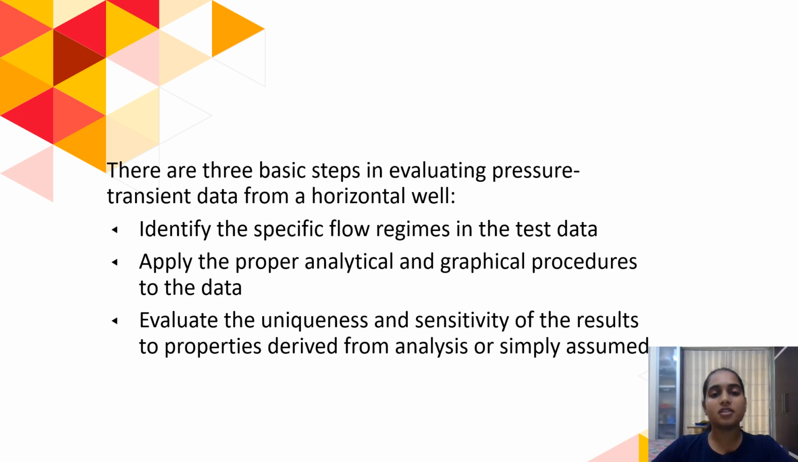However, a pressure transient test in a horizontal well can involve as many as five major distinct regions that need to be identified. These regions may or may not occur in a given test and may or may not be obscured by wellbore storage effects. Second, apply the proper procedures. Each flow region can be modeled by an equation that can be used to estimate important reservoir properties.